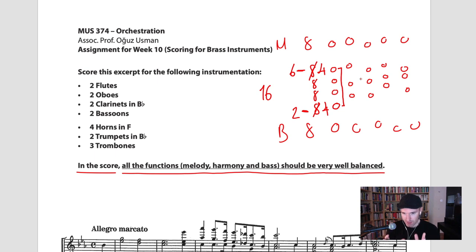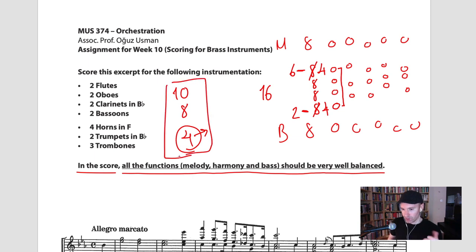But this is a very good method, and it can give us a guideline. This can create a picture. If we see something like melody 10, harmony, let's say 8, and bass 4, we can say there's a problem. The bass will be too weak. If you want that in your composition, it is another question. Then you can use it. But mostly we don't want that in conventional music at least, so you should add some other instruments and make the bass line stronger. So this is a visualization of the dynamic levels.